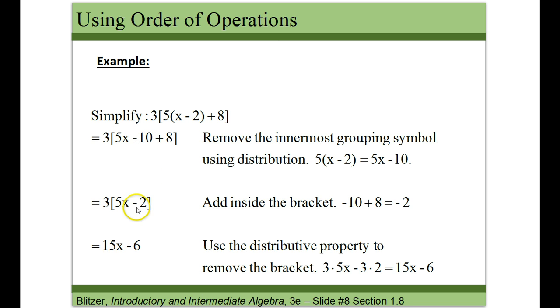Well, again, 5x minus 2, those are not like terms. We can't be combining them, so we perform the multiplication by using the distributive property. 3 times 5x is 15x. 3 times minus 2 is minus 6.